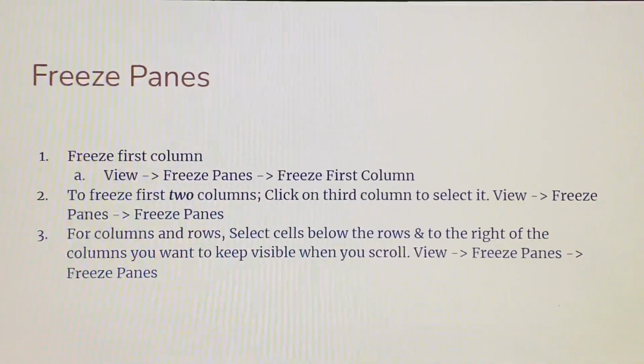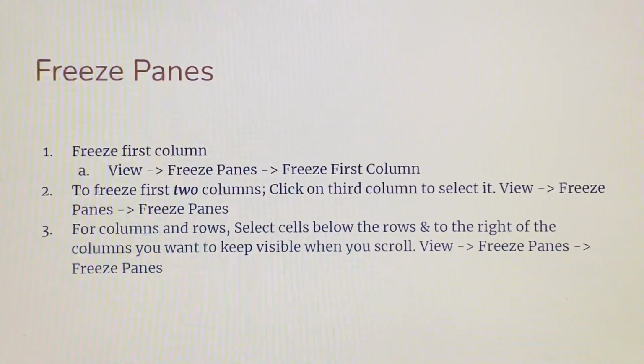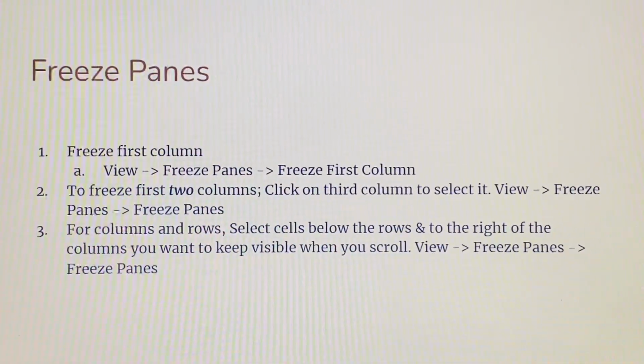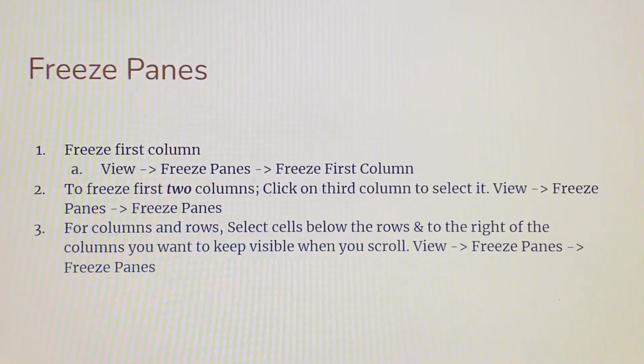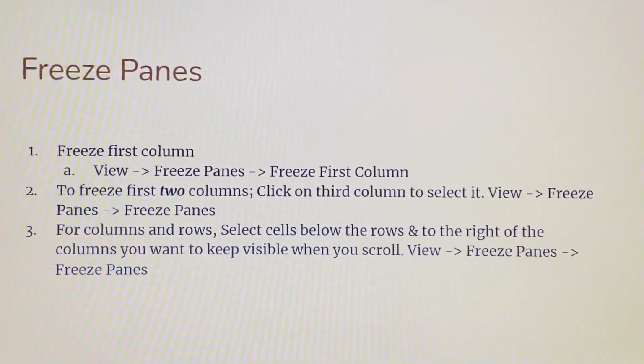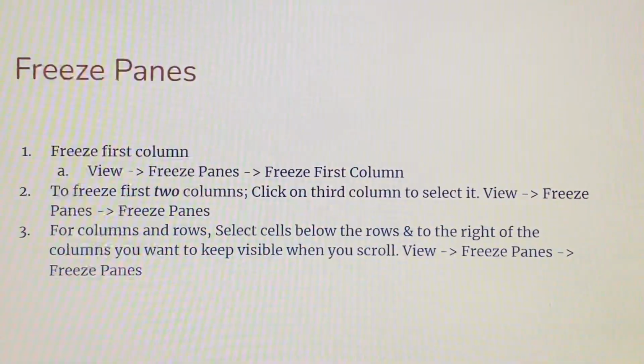And then next is freeze panes. So to freeze the first column, you're going to go to View, Freeze Panes, and then click Freeze First Column. To freeze the first 2 columns, you're going to click on the third column to select it.